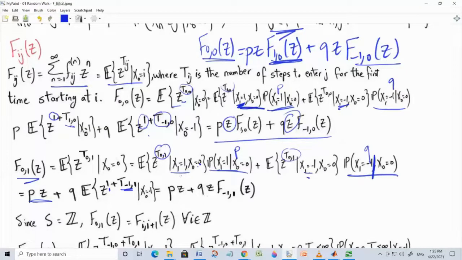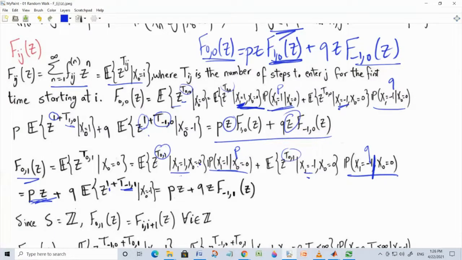So it is pz plus qz f of -1 to 1 z. Okay, so now it's a bit better than the previous case because there is a term now without an f function, which is this pz. But let's think about the problem. The problem has symmetry.